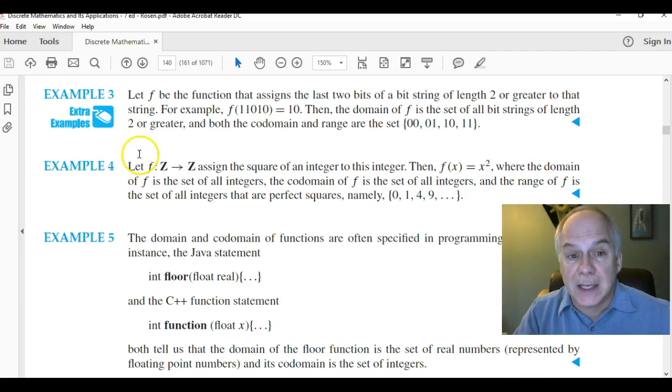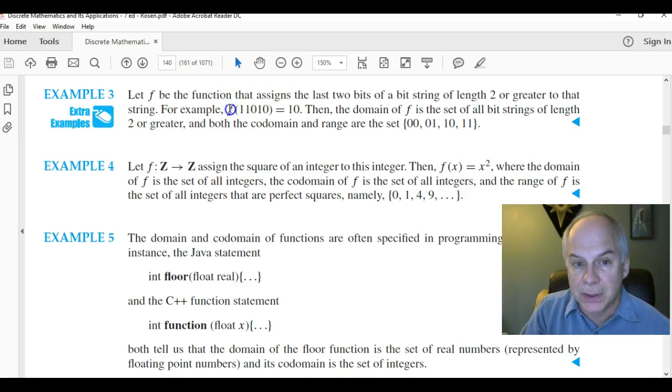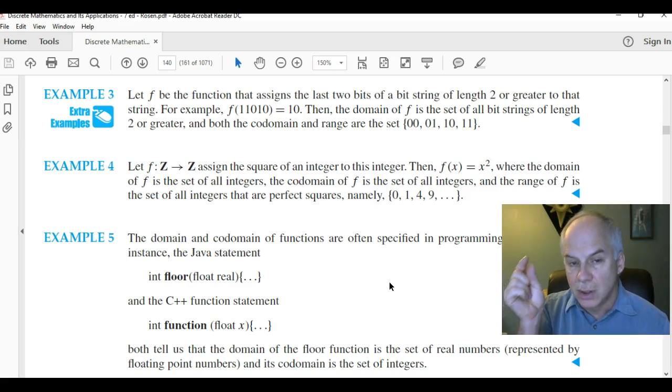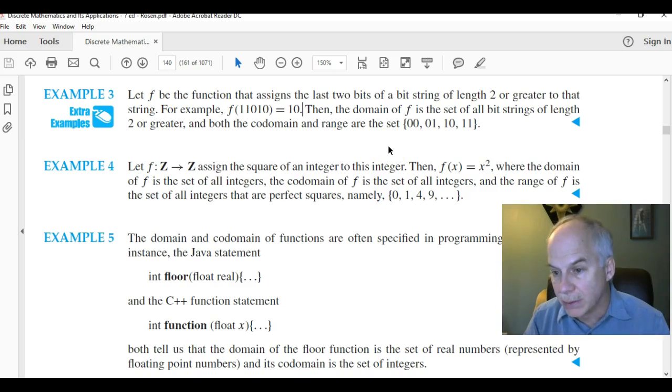Okay, example 3 says, let f be the function that assigns the last 2 bits of a bit string of length 2 or greater to that string. So it basically picks out the last 2 bits, ones or zeros, of the bit string. So for example, f of 11010 would equal 10, because it just chose the last 2 bits of that bit string. So the domain of f is the set of all bit strings of length 2 or greater. So that's like an infinite number of possible bit strings of length 2 or greater.